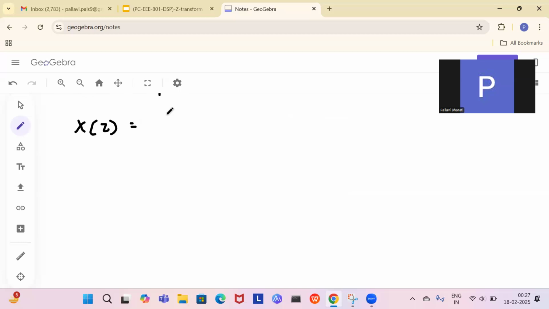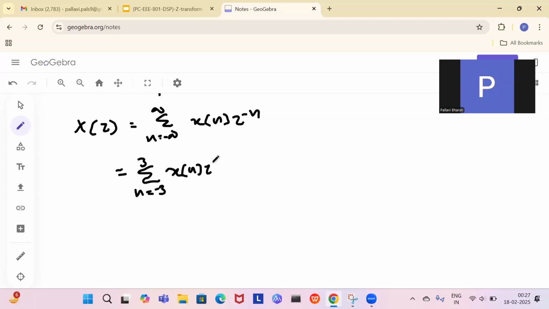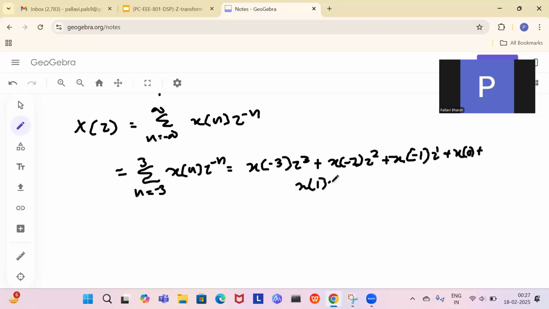X of z will be the summation from n equals minus infinity to infinity of x of n z to the power minus n. But as we saw, it is starting from n equals minus 3 and going till 3, x of n z to the power minus n. If we expand this, it's x of minus 3 z to the power 3, x of minus 2 z to the power 2, x of minus 1 z to the power 1, plus x of 0 z to the power 0. That is going to be x of 0 plus x of 1 z to the power minus 1 plus x of 2 z to the power minus 2 plus x of 3 z to the power minus 3.